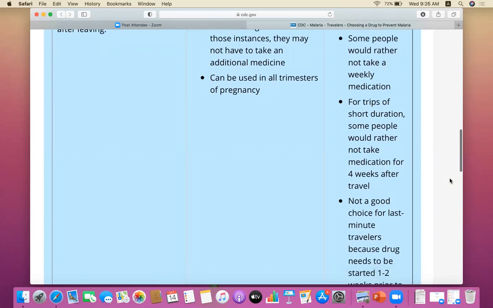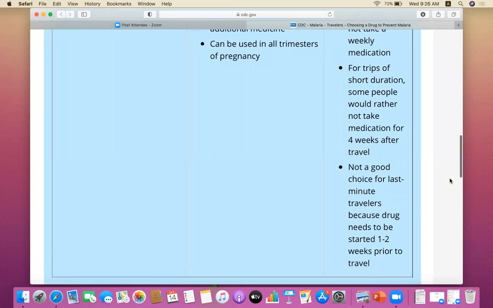It is also not a good choice for last minute travelers because the drug needs to be started 1 to 2 weeks prior to the travel, because it is a weekly dose. So if anyone plans to go tomorrow suddenly, he cannot take this medication, so he has to take another drug which has to be taken on a daily basis, not weekly.